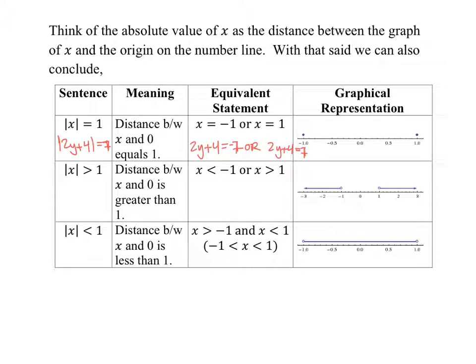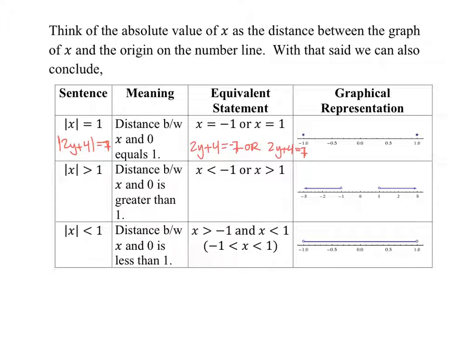So remember, again, whenever I have an expression inside of an absolute value, set that expression equal to the plus or minus of what was on the right-hand side. Okay, of what was on the right-hand side. Now the second portion here carries over from the first part. But instead of it being equal to 1, we're now told the absolute value of x is greater than 1.